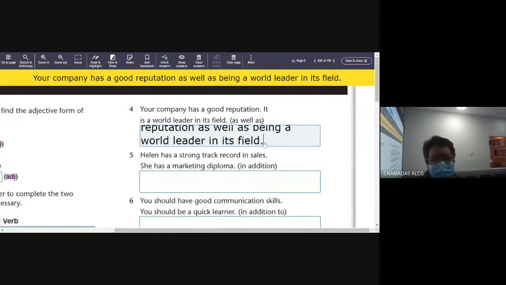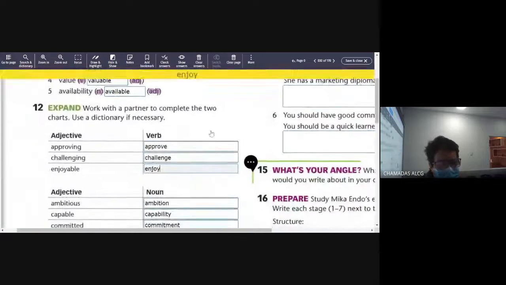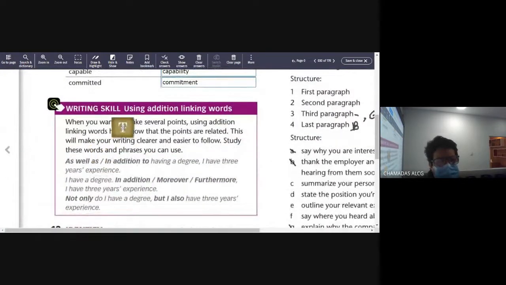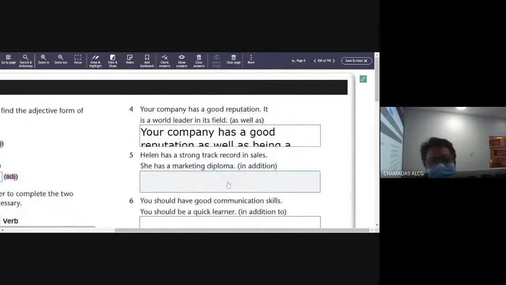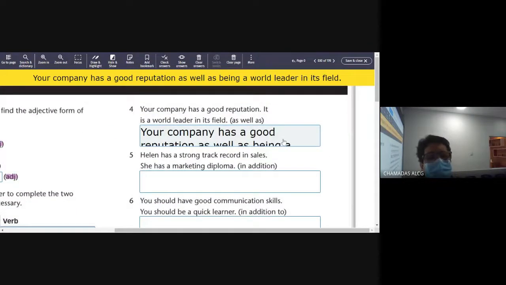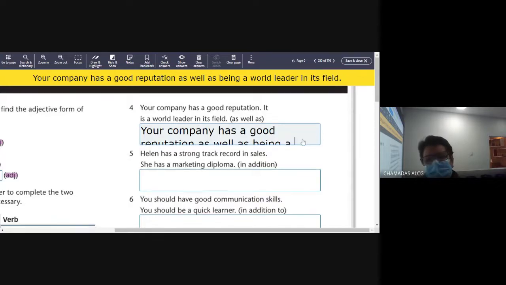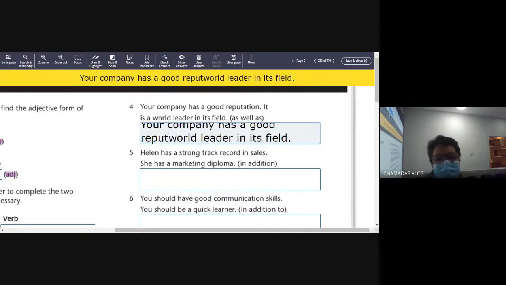But I would rather start the sentence with as well as, like here, look. As well as, comma, okay? All right, I think it's even better. You give more emphasis, okay? But it's not wrong to say, your company has a good reputation as well as being a world leader in its field. Okay, no problem. But we can try and do the other way we mentioned. So let's see that.